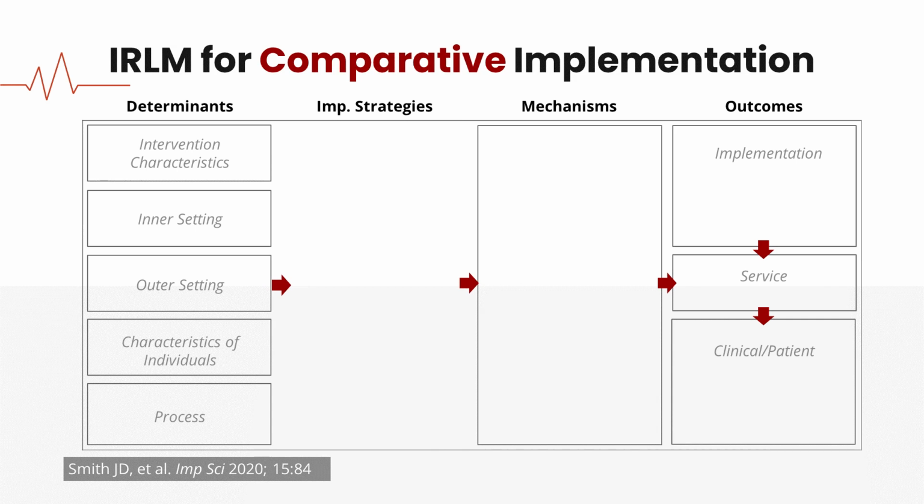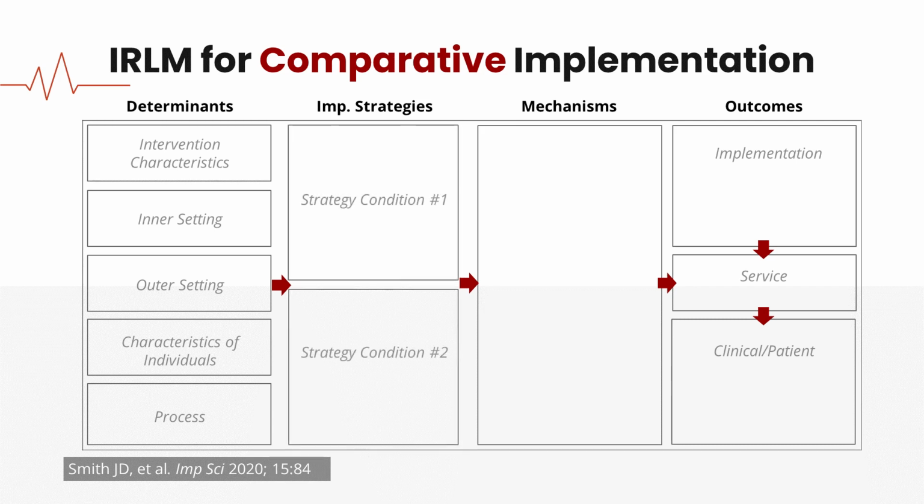Now, there can be other ways of using the implementation research logic model for comparative implementation. So for example, we can think of one strategy versus another strategy. So that would be more aligned with a type 3 hybrid study where we're comparing strategies and focusing a lot on the implementation outcomes. I'm going to pause here and help you think about how you could design a study that would compare different types of implementation strategies.